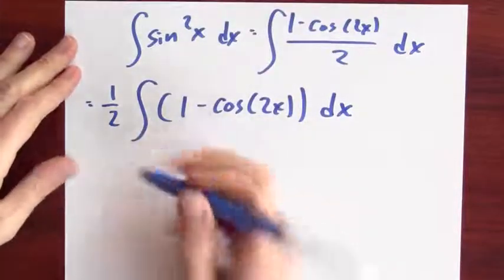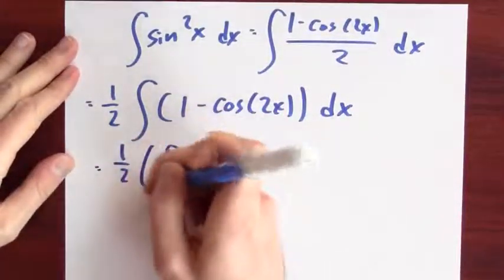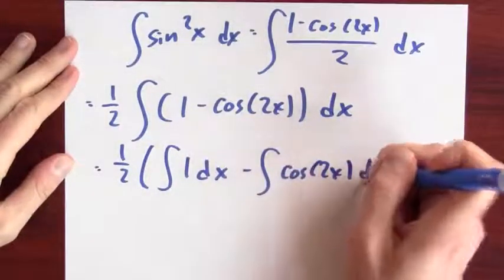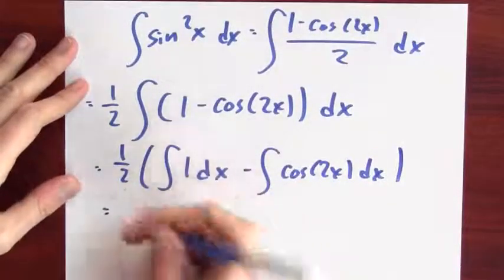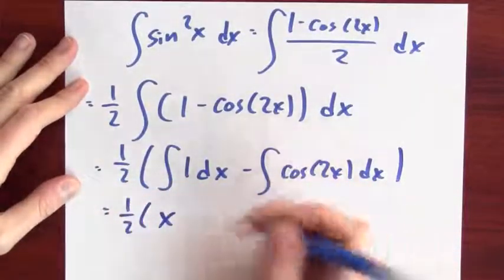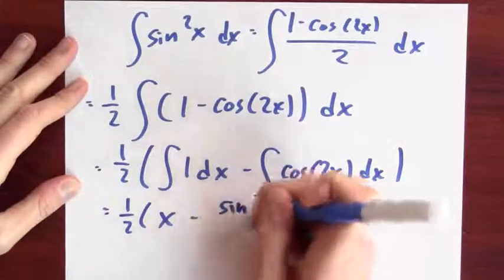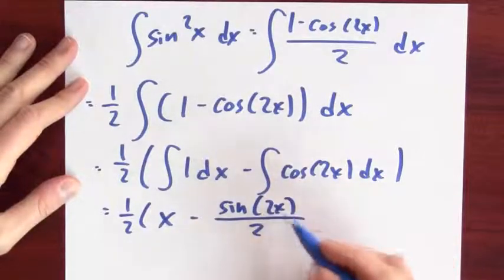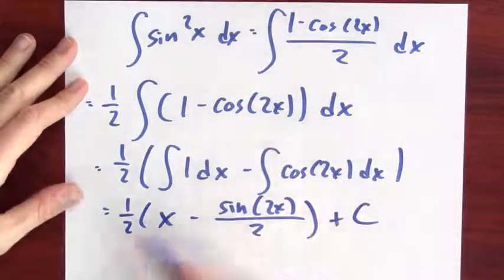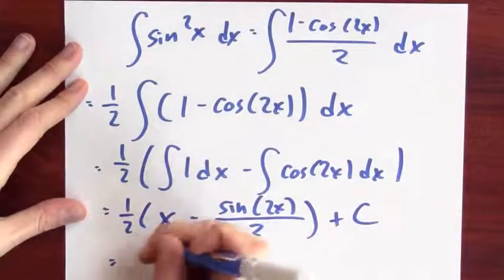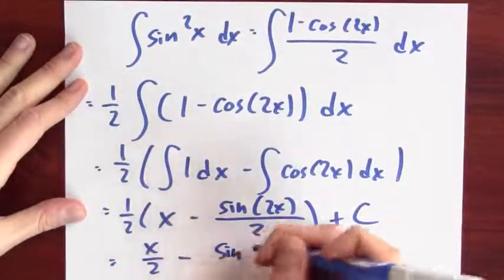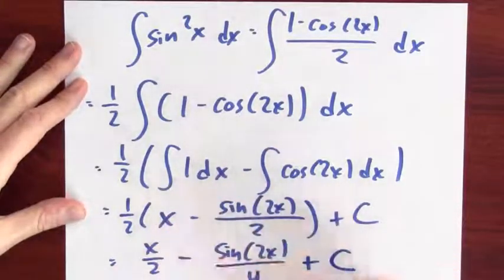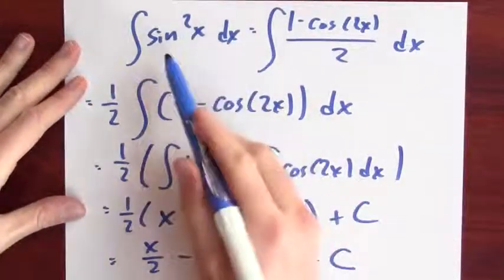Now this is an antiderivative of a difference, which is the difference of antiderivatives. So I want to antidifferentiate 1, and then I want to antidifferentiate cosine 2x. Now what's an antiderivative of 1? Well, it's just x. And what's an antiderivative of cosine 2x? Well, one such antiderivative is sine of 2x, but then I've got to divide by 2 to compensate for the chain rule here. And I'll add plus c. So there we go. I could simplify this a little bit. I could write this as x over 2 minus sine 2x over 4 plus c. And there's my general antiderivative for sine squared x.